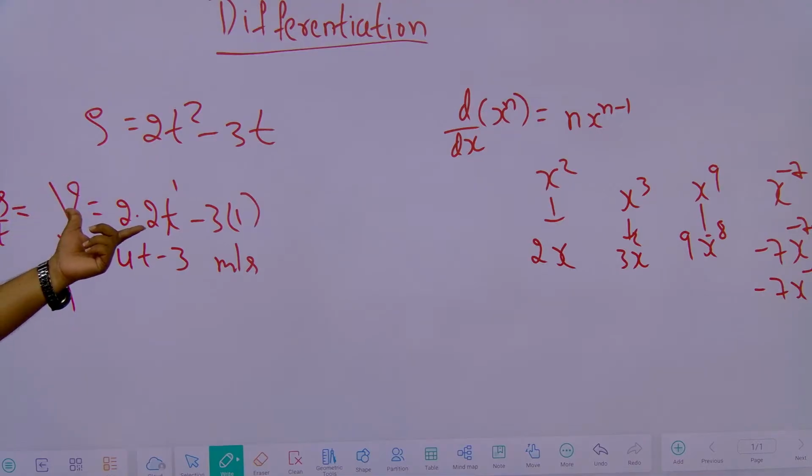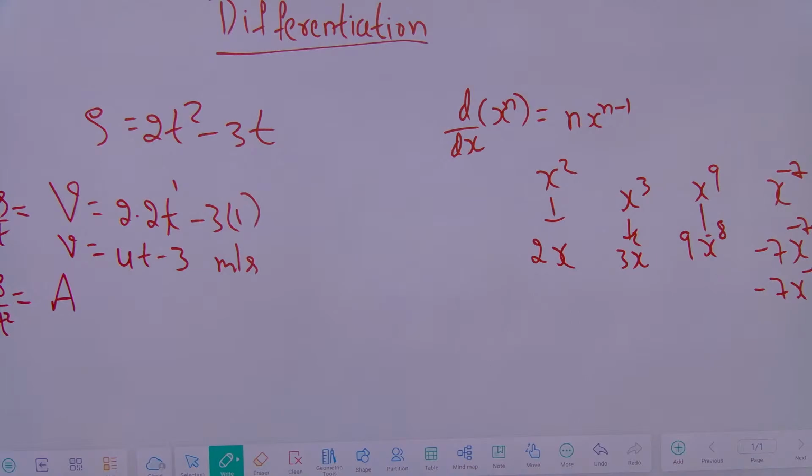So v I will get it as what? This is velocity. Now if I want acceleration, I should differentiate this again. That means that I need what? Double differentiation. Double differentiation is nothing but d square s by dt square. That is nothing but equal to acceleration.